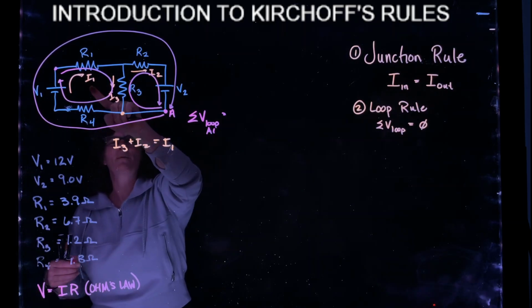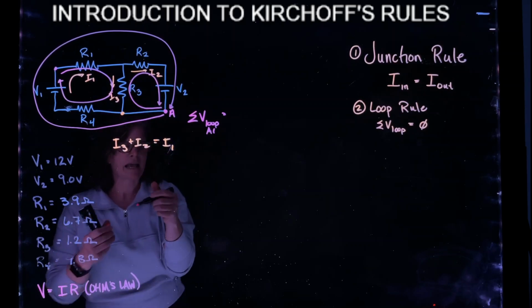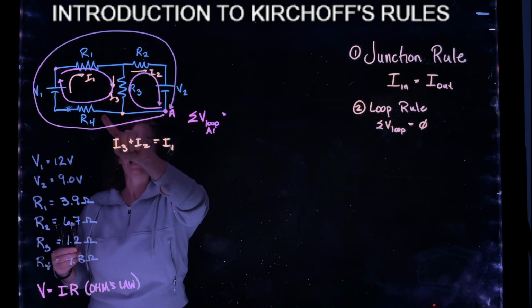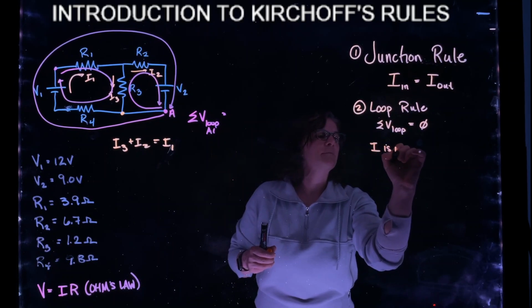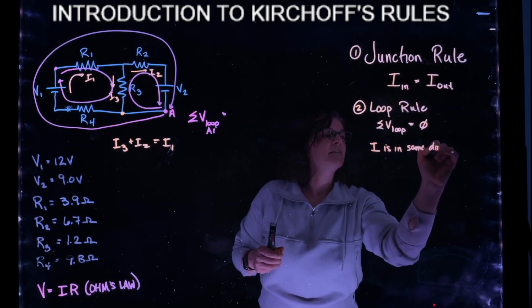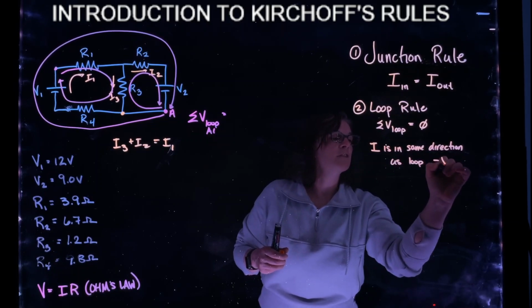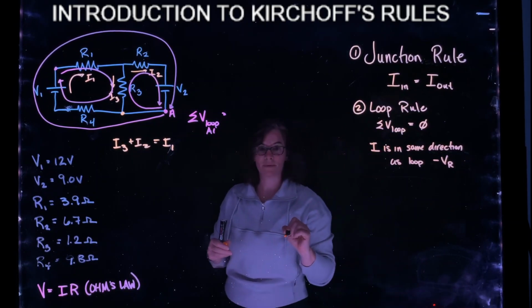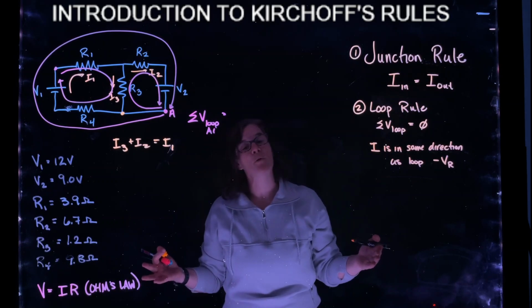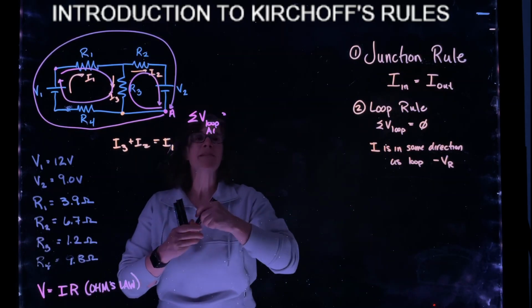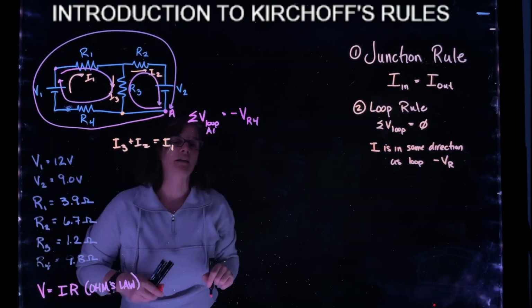I1 is going in this direction. I1 goes across resistor 4 in the same direction as my loop. If the current is in the same direction as the loop, then the voltage across that resistor drops. All right, as current travels through a resistor, the voltage drops. We learned that before. So that means that the voltage drops across resistor 4. We give it a negative.